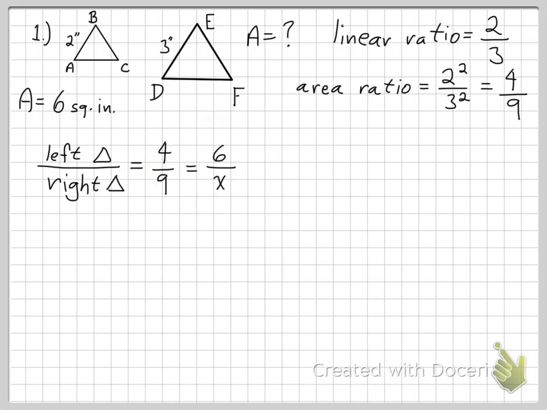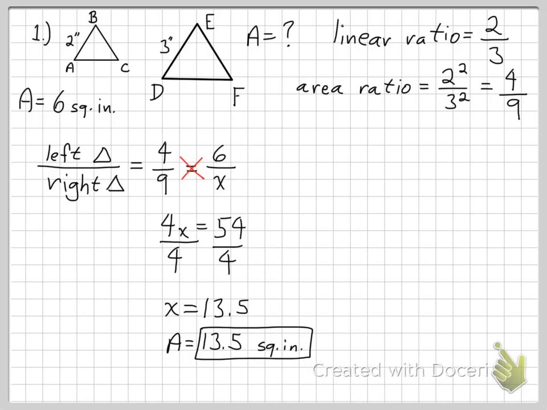Okay? So that's where you get this proportion. So now we just solve this proportion by cross multiplying, and we get that 4x is equal to 9 times 6, which is 54. And then we divide both sides by 4 and get that x is equal to 13.5. So the area of the right-hand triangle is 13.5 square inches.